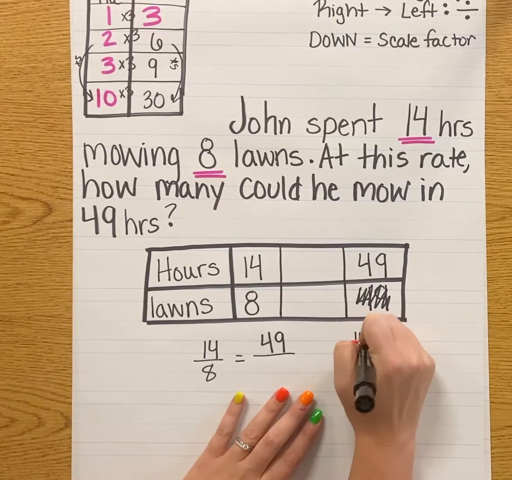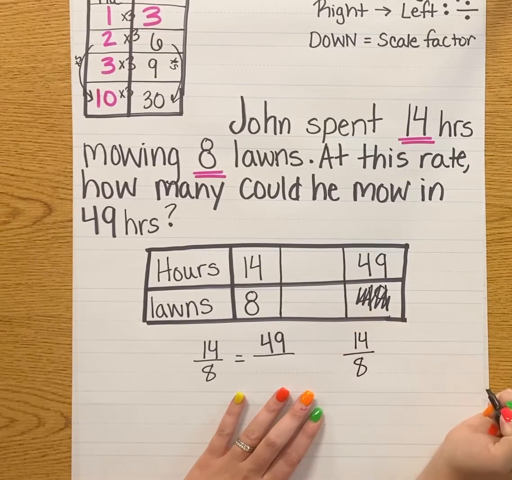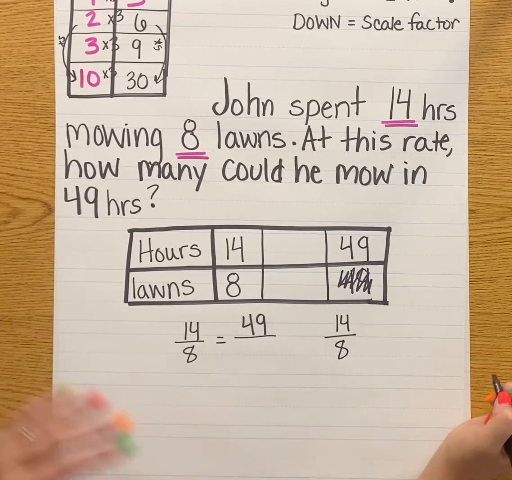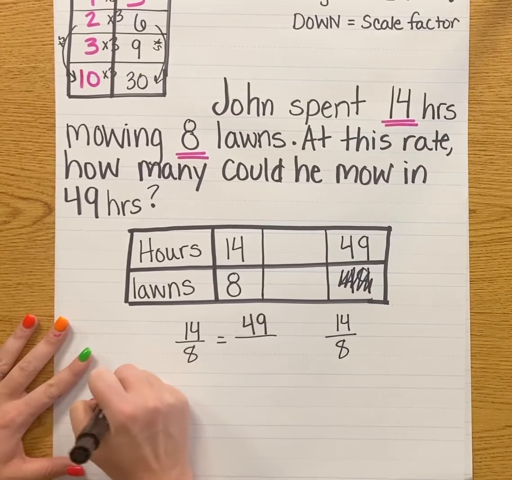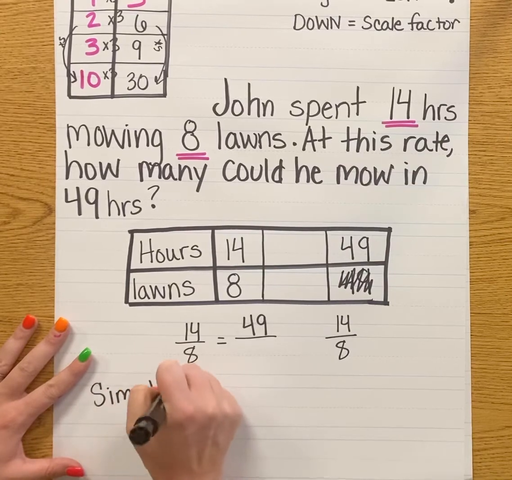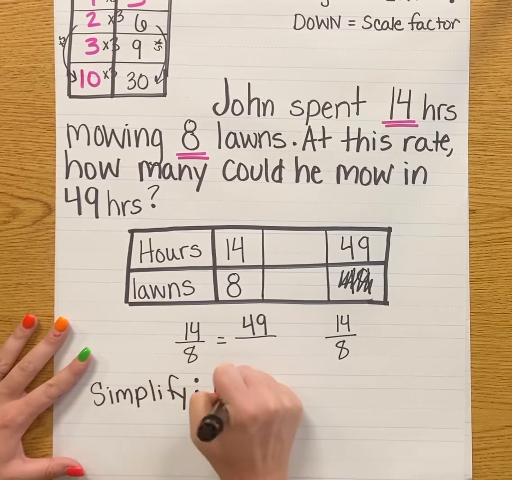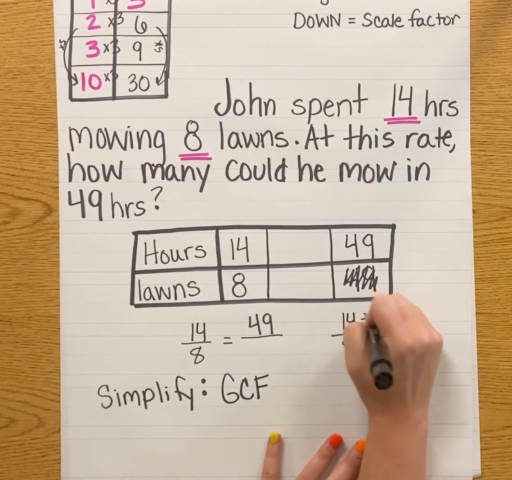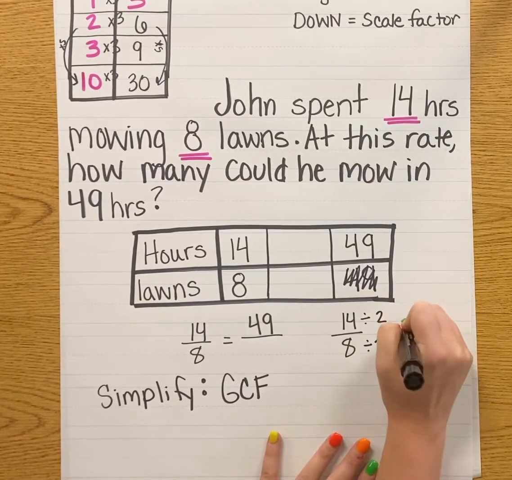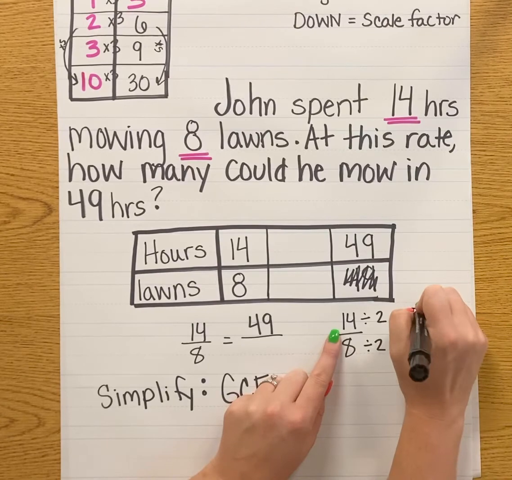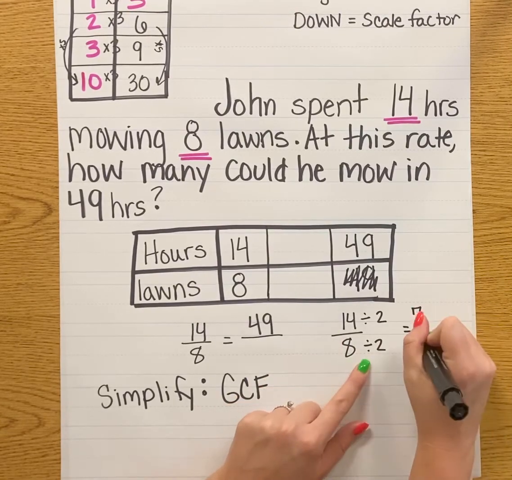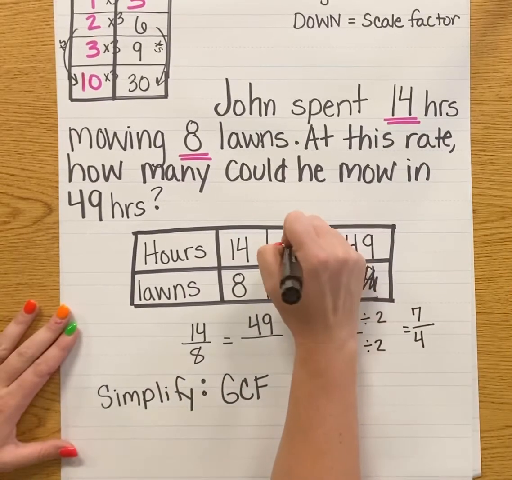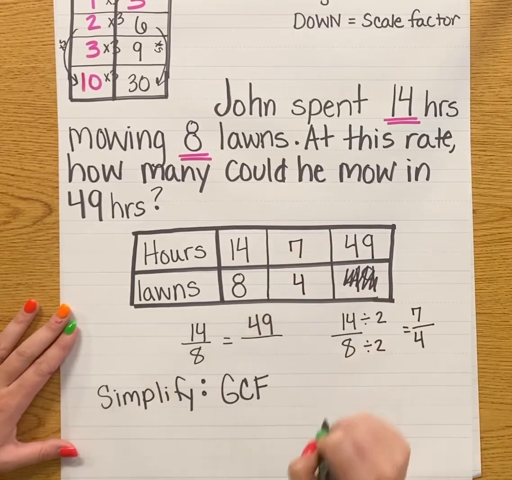So I'm going to take my 14 over 8, and I am going to, again, use my GCF to simplify. So I'm going to divide by my GCF in order to simplify. My GCF here is 2. 14 divided by 2 is 7. 8 divided by 2 is 4. And this is what is going to go into my middle box.